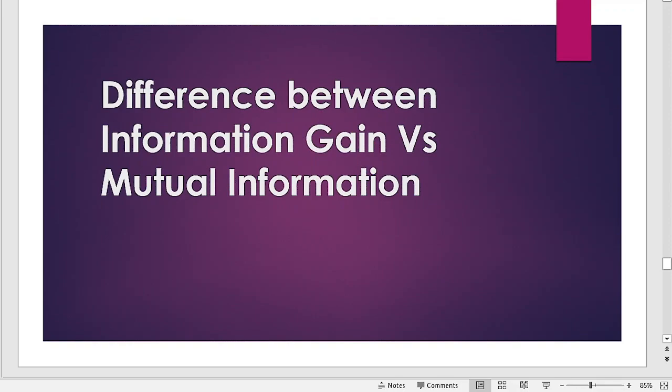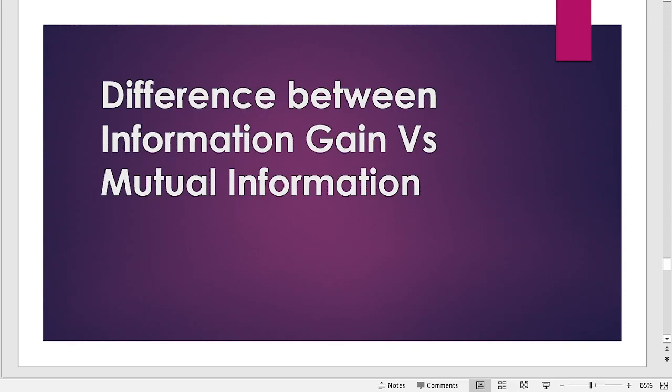Difference between information gain and mutual information. Information gain measures the reduction in uncertainty of the target variable when a feature is known, and mutual information measures the mutual dependence between two variables, indicating how much information one variable provides about the other. The focus of information gain is individual feature importance, and the focus of mutual information is information exchange between the variables. Information gain is commonly used in decision trees for feature selection, and mutual information has versatile applications in feature selection, clustering and dimensionality reduction.